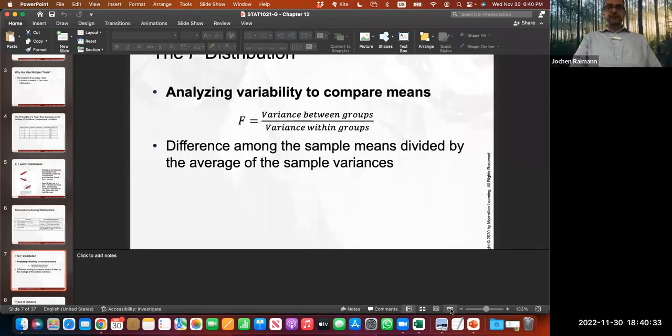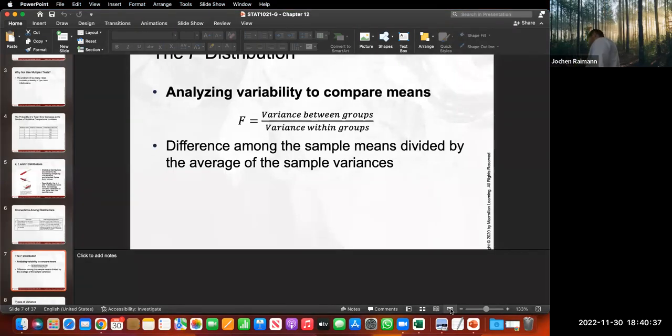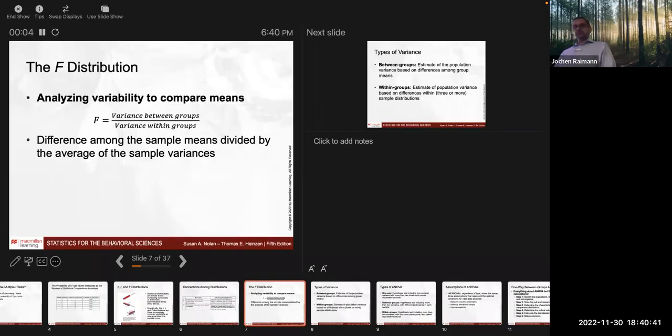Good, so variance between groups divided by variance within groups gets us to an F. This F notably is quite important to keep in mind also when it comes to regression analysis, and if you further your education and you learn more statistics, you will hear F statistics quite more frequently.